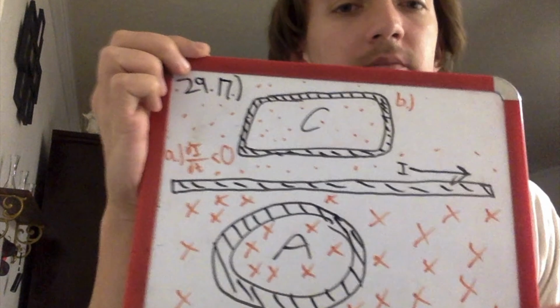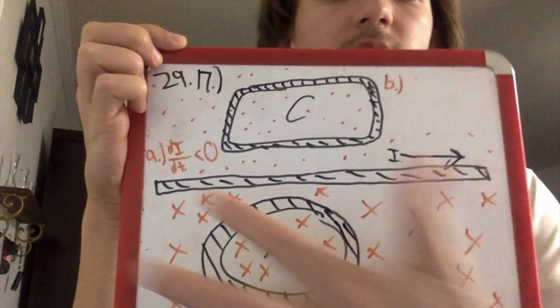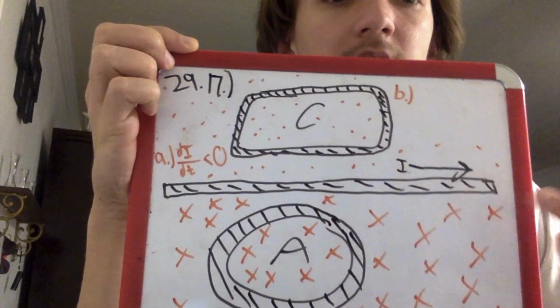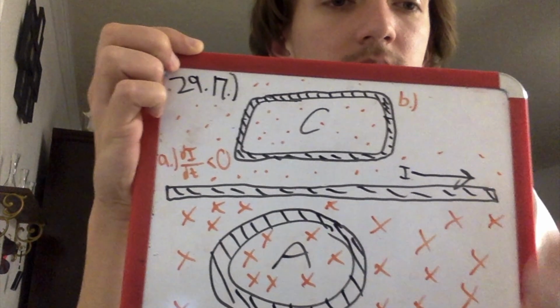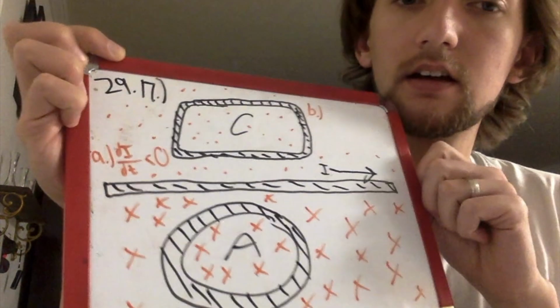Now for exercise 17, which reads, two closed loops, A and C, are close to a long wire carrying a current I. And so I drew it here. And you can ignore the orange for now, that comes in as we talk about part A. So we have this wire coming across the middle, carrying current I in that direction, towards the right.